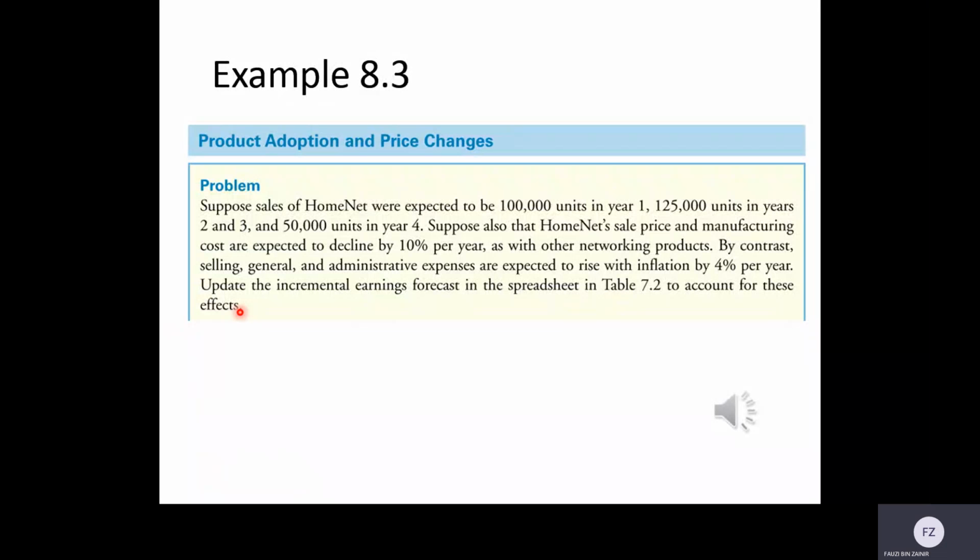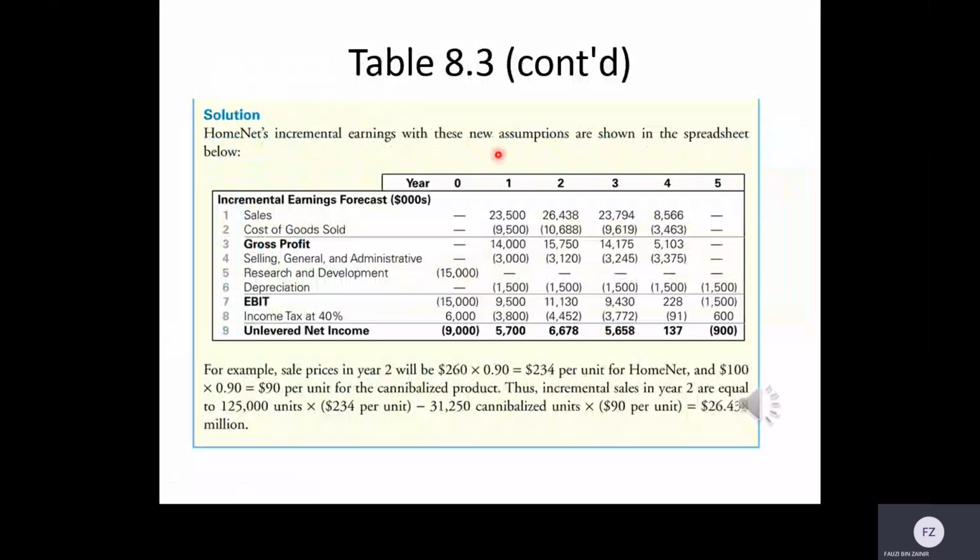If you look at example 8.3, we will find that the sales figure has fluctuated. It's not evenly distributed from year 1 to year 4. As a result, the unlevered net income has also changed, except in year 0 and year 5. Years 1 to 4 change because of our assumptions that sales increase changes. So let's go into detail in the following slide.